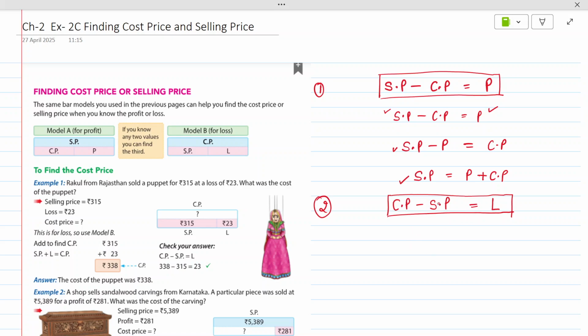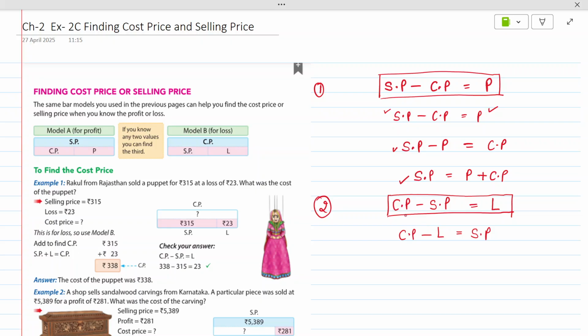Supposedly, we have to find out SP and we are given loss and CP. How can we find it out? We will keep CP as is. We will move this loss to the LHS, so plus L will become minus L here. And we will move this minus SP to the RHS, so it will become plus SP. Okay, so we have the value of CP, we have the value of loss, and we can find out SP.